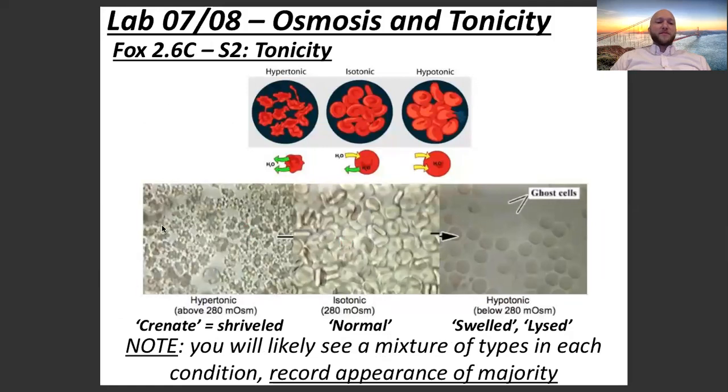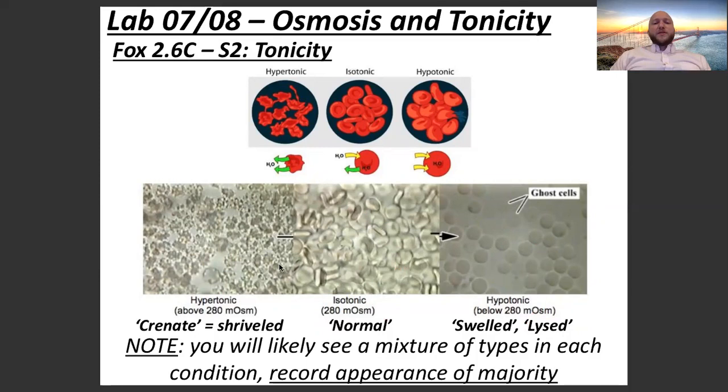Some cells are going to shrink, they're going to crenate, they're going to shrivel. Some cells are going to be normal shaped because they're in an isotonic solution. Some cells are going to be round, like ball-like, and some might actually even break apart, or lyse.